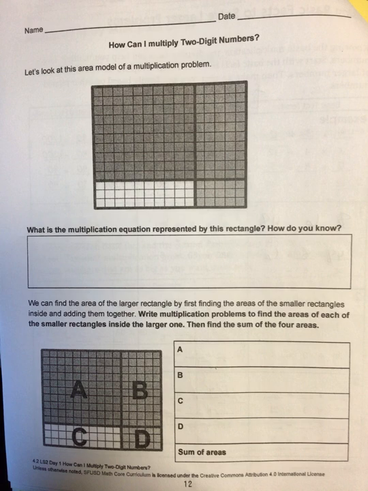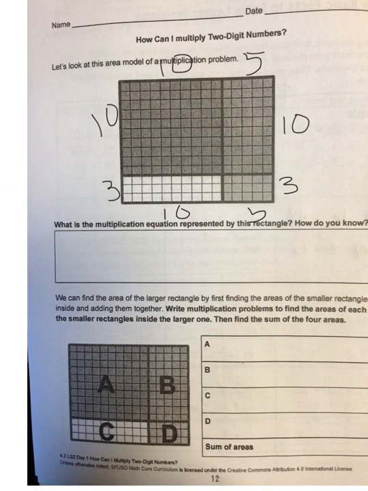If you look at the biggest rectangle, if you count the squares going down and across, it's going to be 10 and 10. Now, if you look over to the next largest rectangle, that's going to be 5 and 10. If you look at the third largest rectangle, that's going to be 3 times 10 across. And the smallest rectangle will be 3 and 5. So, what is the multiplication equation represented by this rectangle?